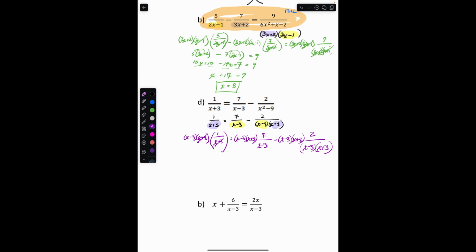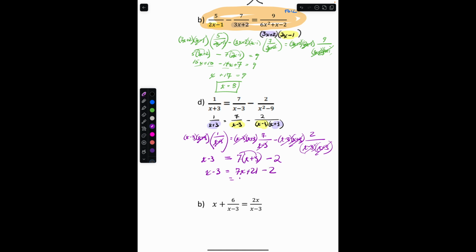I'm going to cross out those x plus 3's. They cancel. I am left with an x minus 3 equals, over here the x minus 3's cancel. I'm left with 7 times x plus 3. And in the last term, both the x minus 3's and the x plus 3's cancel. I'm left with 2. So by multiplying by the magic denominator, all the fractions go away. I'm going to multiply my 7 into this side and get 7x plus 21.